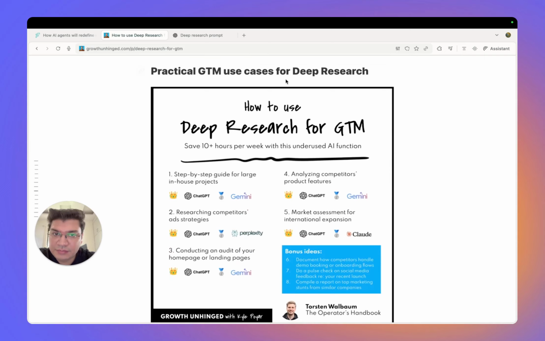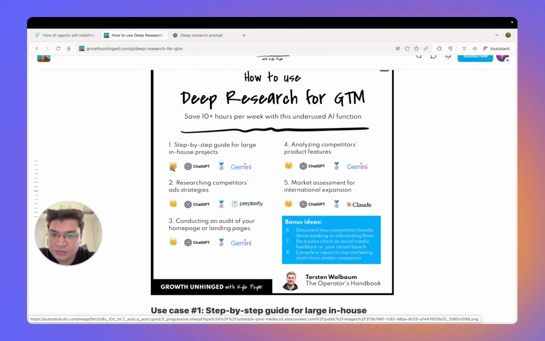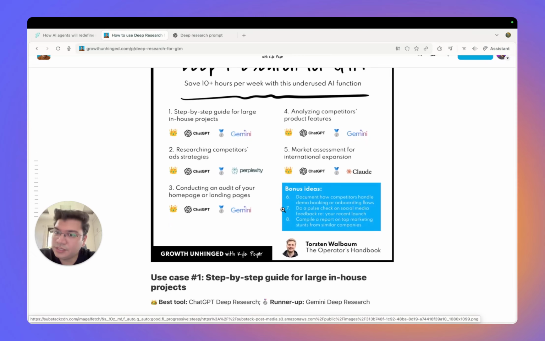Then practical GTM use cases for deep research. A step-by-step guide for large in-house projects: you can use ChatGPT and Gemini. Researching competitors and ad strategy: ChatGPT and Perplexity. Conducting an audit of your homepage or landing pages: ChatGPT and Gemini. Analyzing competitors and product features: ChatGPT and Gemini. Market assessment for international expansion: ChatGPT and Claude. So of course ChatGPT wins all the way, but Gemini, Perplexity and Claude are also good tools. I've also found Gemini to be an interesting tool in terms of in-depth analysis and research.